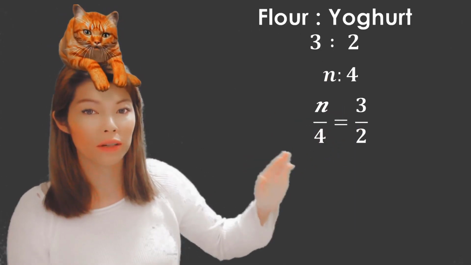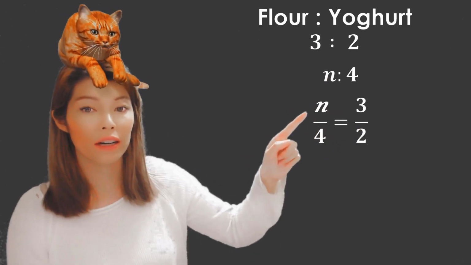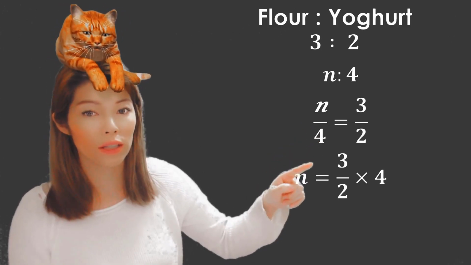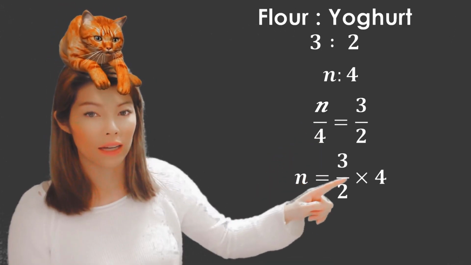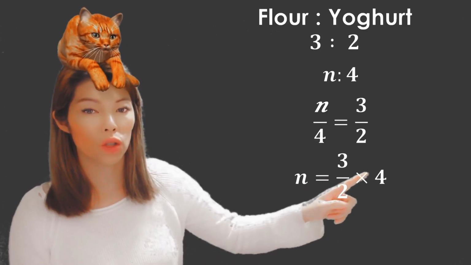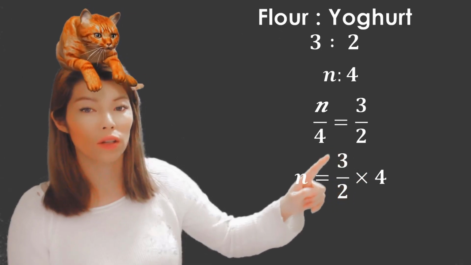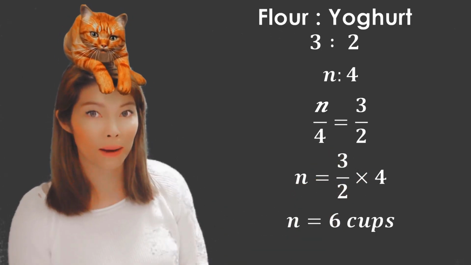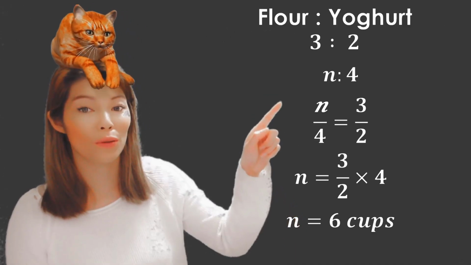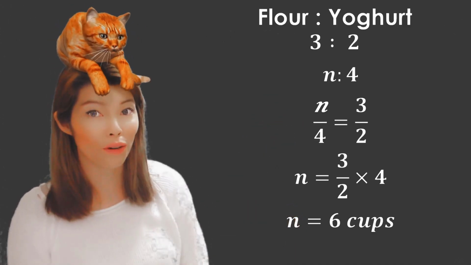So now that we've written them as fractions, we can figure out what n is by getting rid of that 4. And the opposite of dividing by 4 is multiplying by 4. And then cross out the 4 and the 2. So 2 goes into 2 once, 2 goes into 4 twice. So 3 times 2 is 6 cups. So we know that it works because that's what we expected before. And now we know that we can write them as fractions and solve for their unknown.